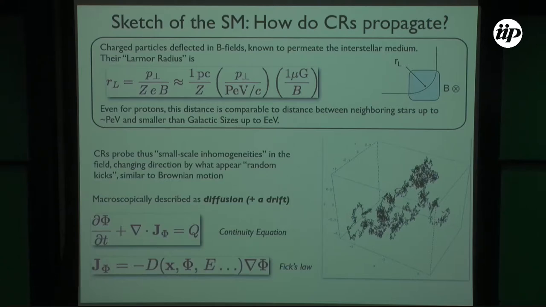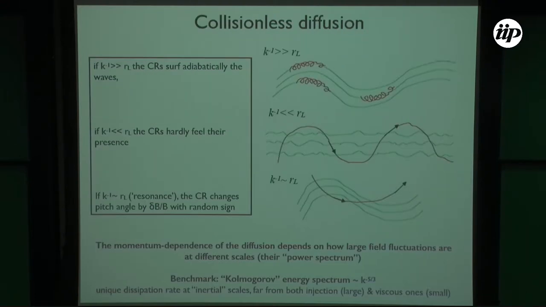So macroscopically, you have a continuity equation for the density and the flux. And then the current is related to the gradient of the density through Fick's law. Essentially, the proportionality constant is the diffusion coefficient. Okay, so far so good. There is one difference, that the diffusion of cosmic rays in the galaxy is not like the Brownian motion from the microscopic point of view.